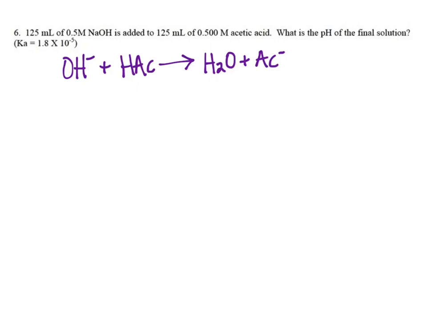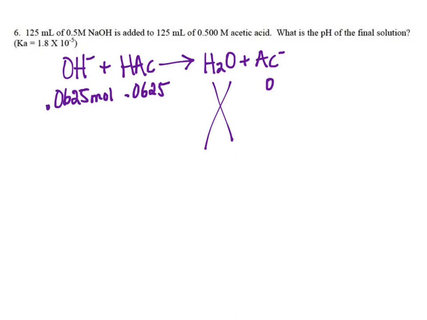Now we need to know who is going to be left standing in this invasion. So we need to get to moles. So we need moles of OH. So everybody should find your calculator, take 0.5 molar and multiply it by the amount, 0.125. 0.0625 moles of OH. Acetic acid is the same thing. And we have water and acetate ion. There's nothing originally in there.